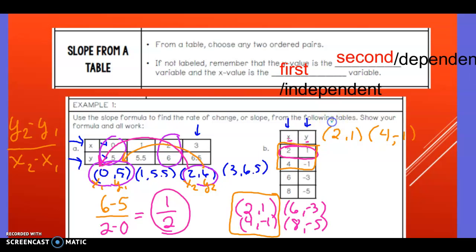This is my first x, first y. This is the second x, second y. And I'm going to use my formula: second y minus the first y. So I'm going to be a little careful here.